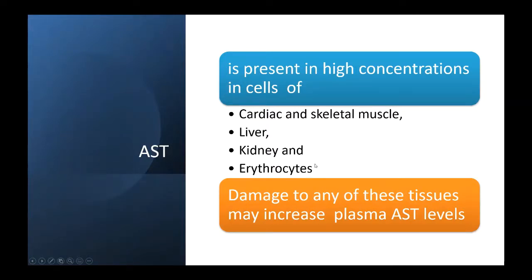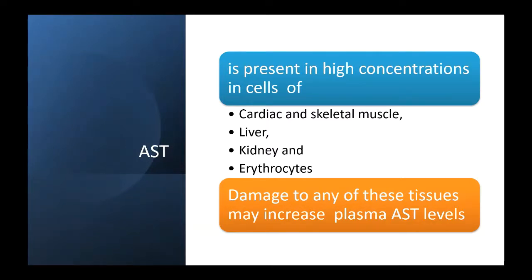So if your blood sample is hemolyzed, even traces of hemolysis in your blood sample, then this AST will be released from these erythrocytes. And if you estimate the AST in the hemolyzed sample, you will get a higher activity of AST, which is not the actual AST activity. So be cautious during your evaluation for these enzymes, which are particularly present in the erythrocytes.